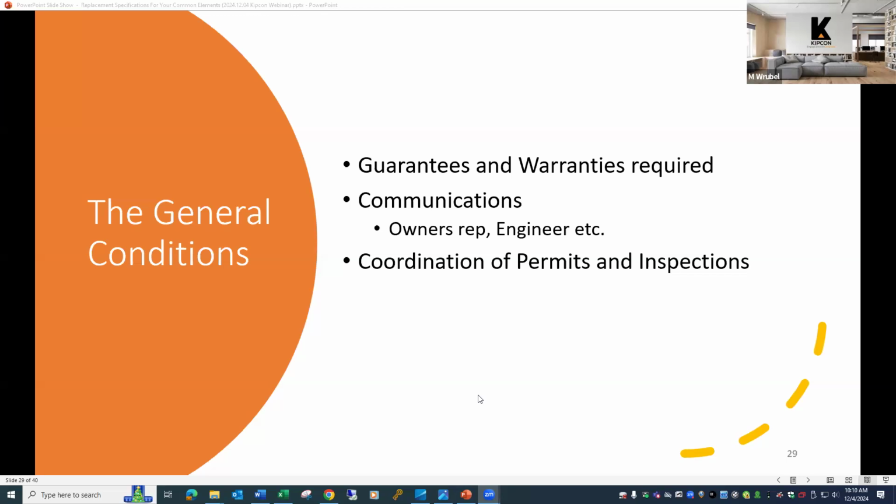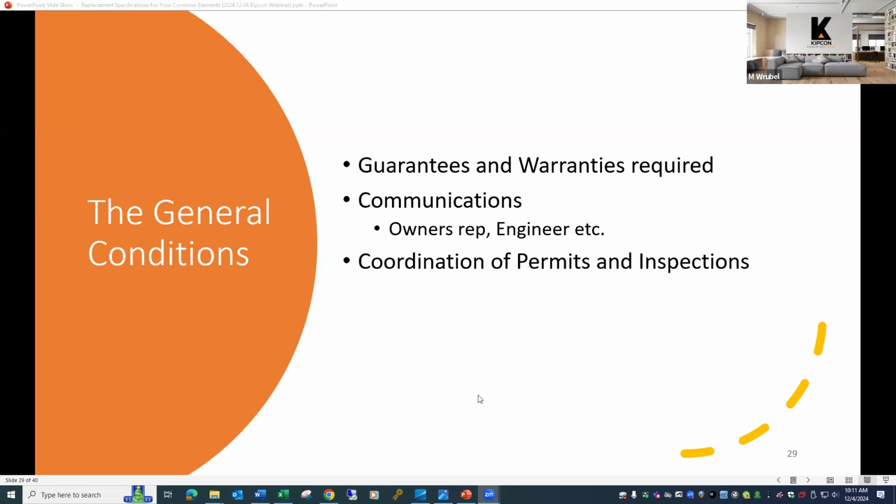But there's also spelled out in the general conditions a means of communication. Oftentimes, any questions related to access to the site, or any kind of questions regarding, say, staging of equipment, should be directed to the property manager, community manager. Any technical questions or any questions regarding unforeseen conditions should be directed to the engineer.